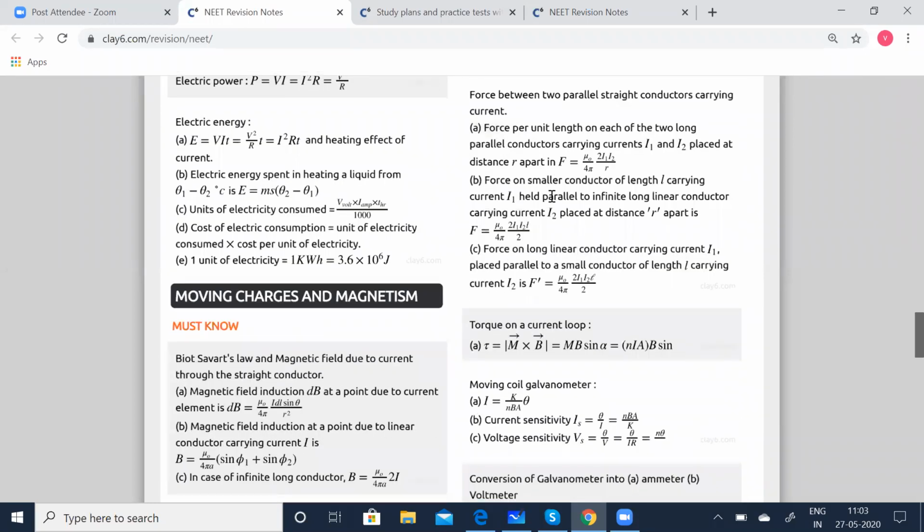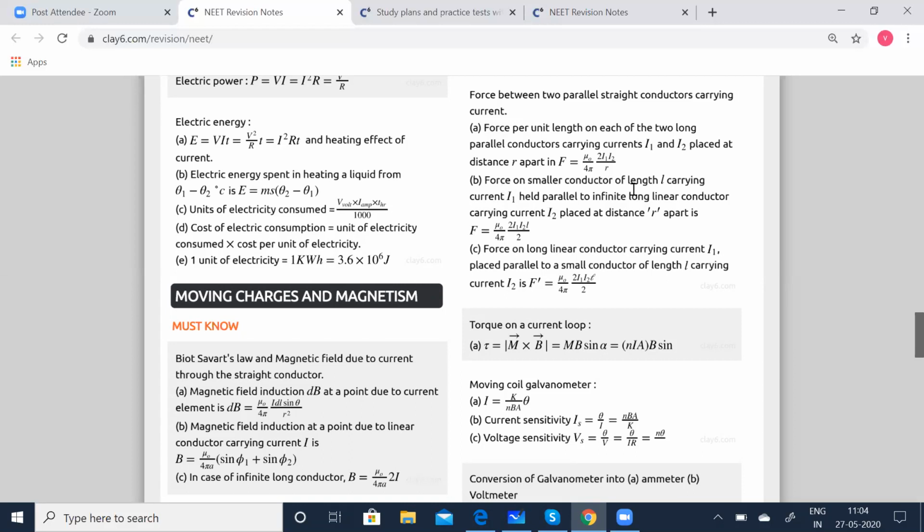Force between two parallel straight conductors carrying current. Here we are going to see the conditions when the current is flowing along the same direction or in the opposite direction. We are going to see both the conditions here. Force per unit length on each of the two long parallel conductors carrying currents I1 and I2, placed at a distance r apart, is given by F is equal to mu 0 by 4 pi into 2 I1 I2 by R, where I1 and I2 are the currents in the two long parallel conductors, and R is the distance between them.